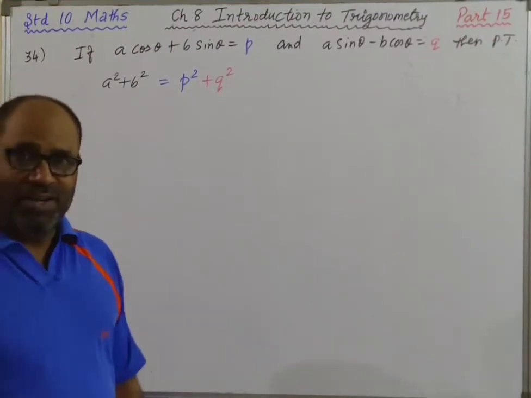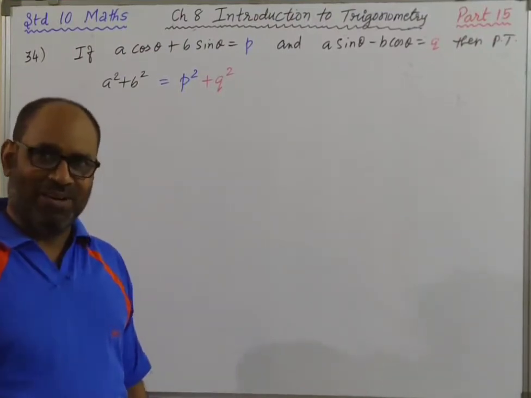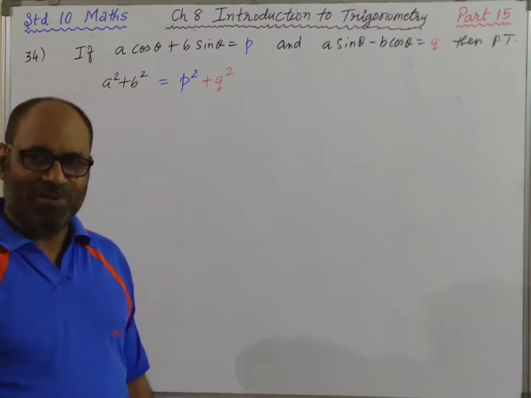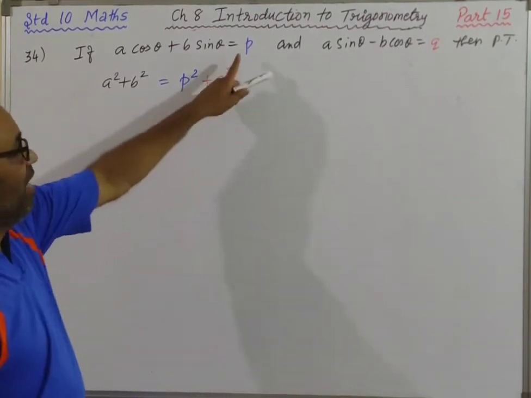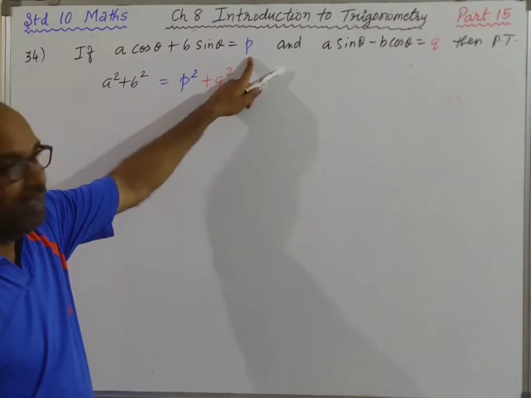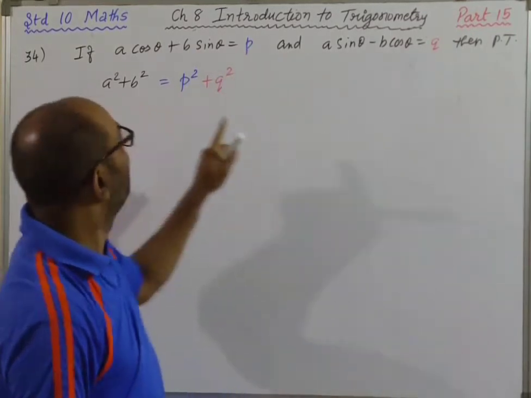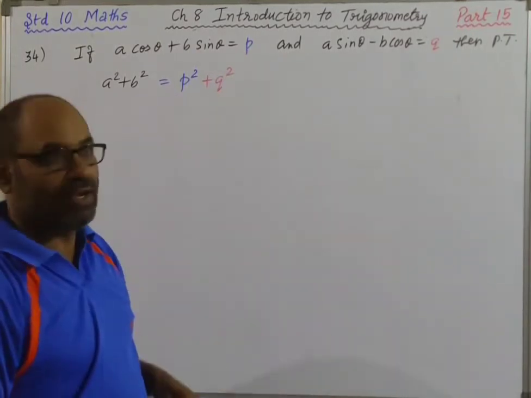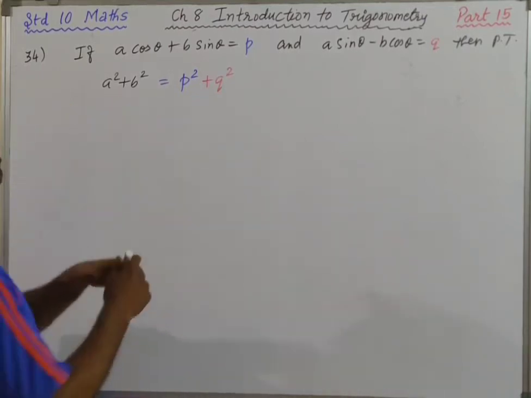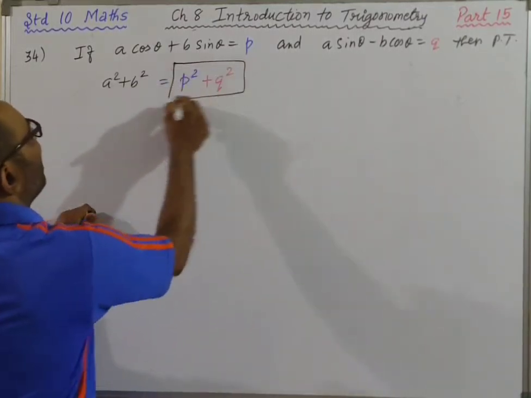I don't think we'll need two methods here. Only one method will complete our job. Okay? Let's see. So we have the value of P. We have the value of Q. And we have to show P square plus Q square is equal to this. So we will have to construct the right hand side.